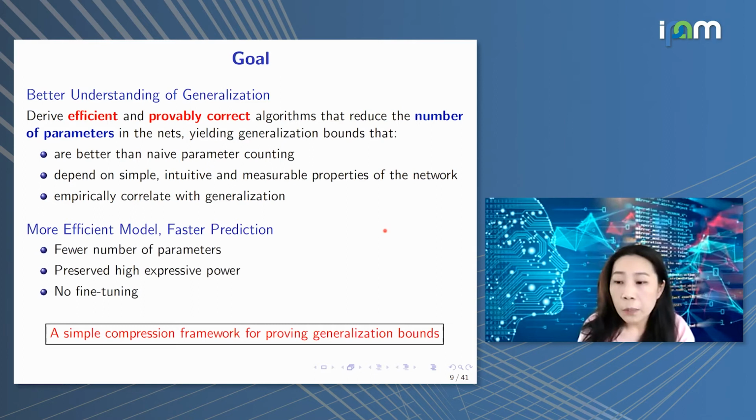So with this goal, we also hope that we can get a more efficient model and we can do faster prediction during the deployment time or test time, right? So the goal is, can we get a fewer number of parameters? Can we preserve high expressive power, meaning high performance, under those smaller models? And do we still have to do fine tuning, which is quite expensive? Can we just not do that kind of fine tuning as people usually do in these compression-based methods? So we wanted to find a simple compression framework for providing generalization bounds.